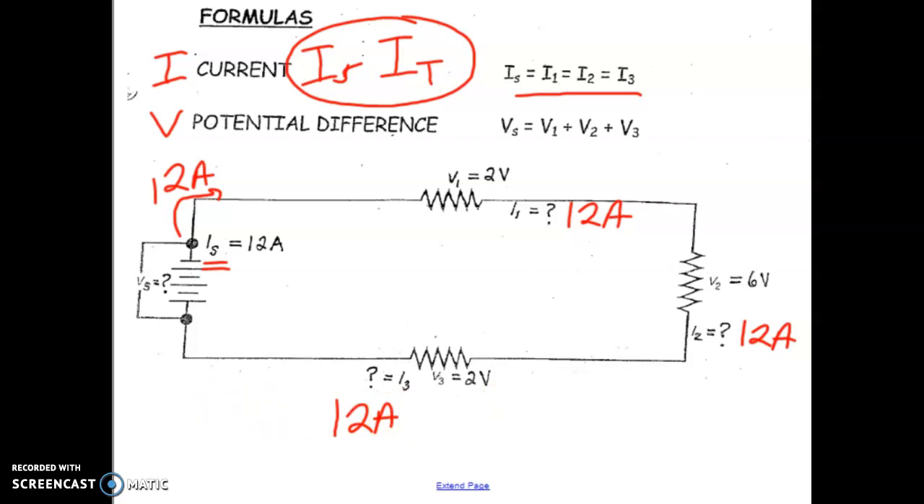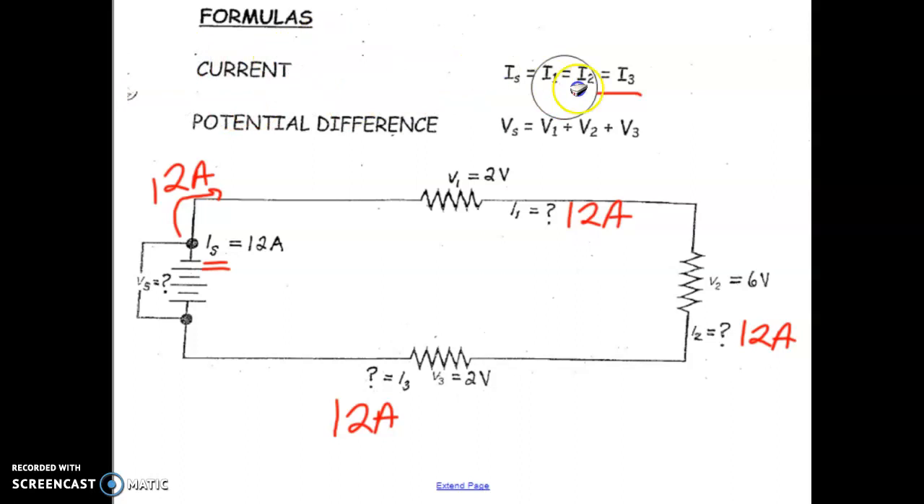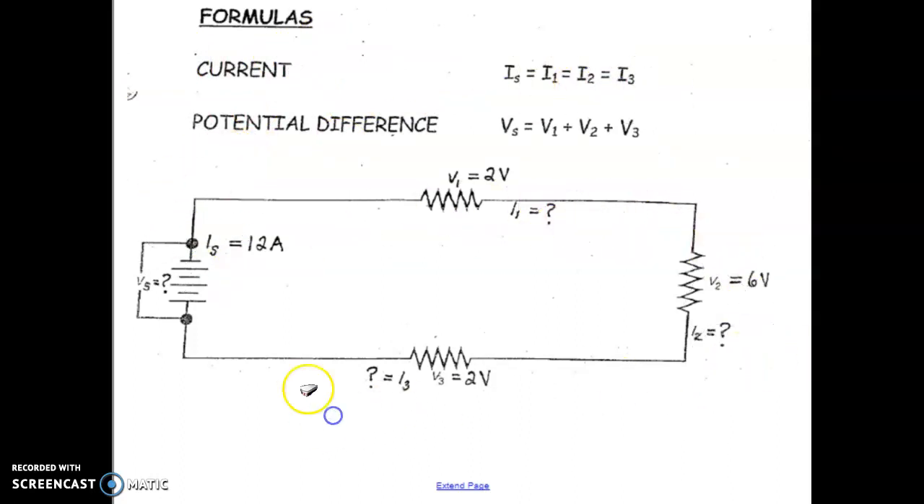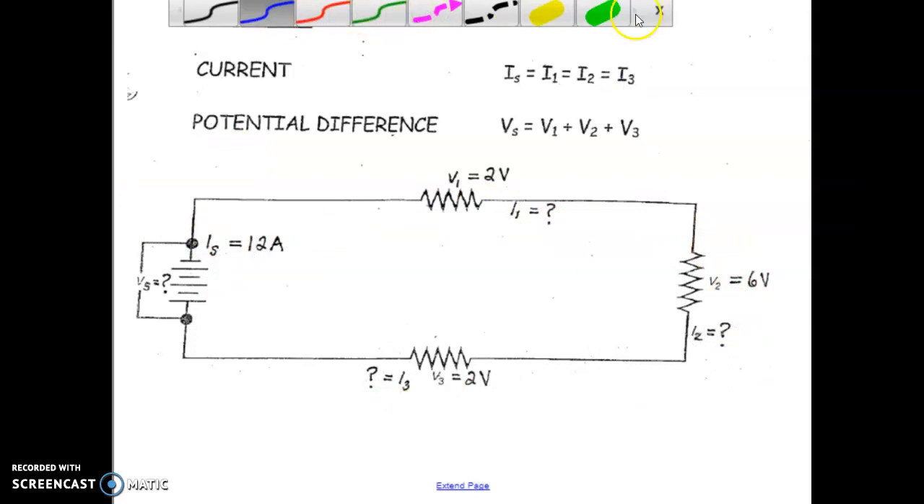Okay, so current in a series circuit is always the same. So I'm going to change the color I'm using just so we can look at voltage. So let's talk about voltage. Actually, maybe it's better if I just clear this out. Okay. So voltage works differently in a series circuit.